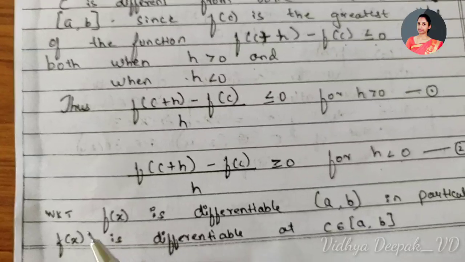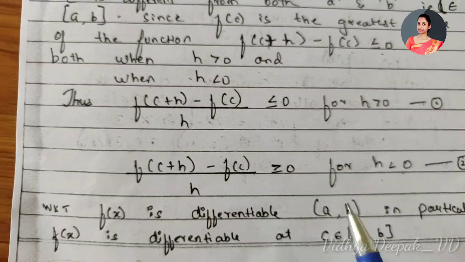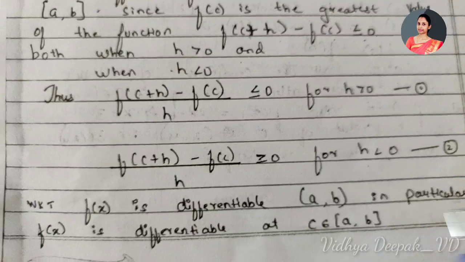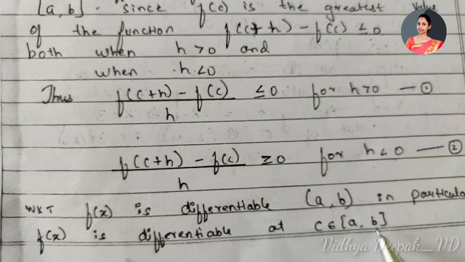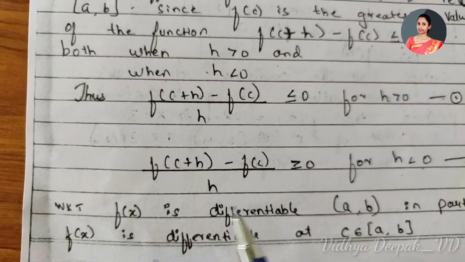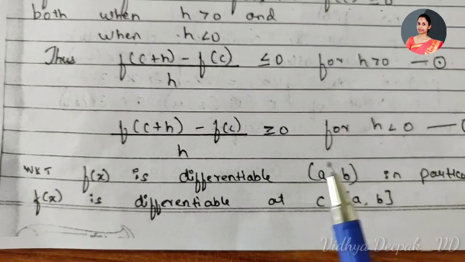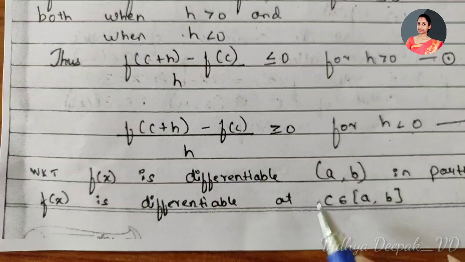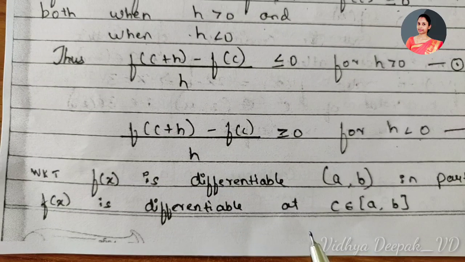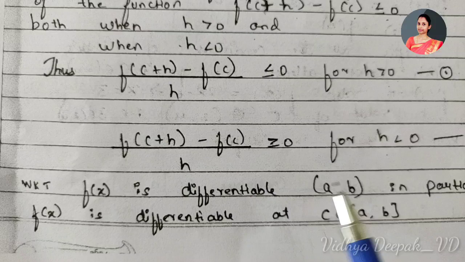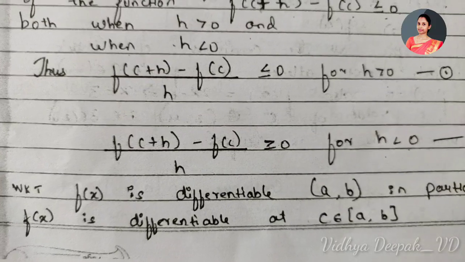Now we know that f of x is differentiable on the open interval a comma b. So whenever we are talking about differentiability, we take the open interval a comma b. In particular, f of x is differentiable at c belonging to a comma b, which we already know. So keep in mind that when f of x is differentiable, it is differentiable at a point. That point we are considering to be c.